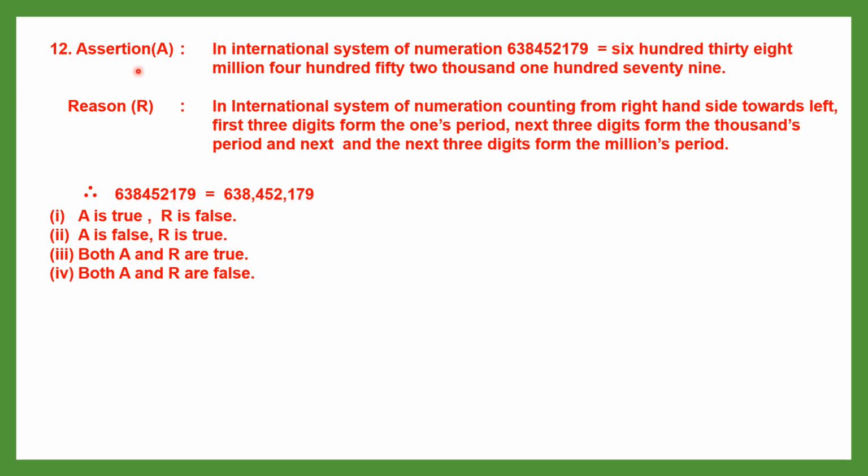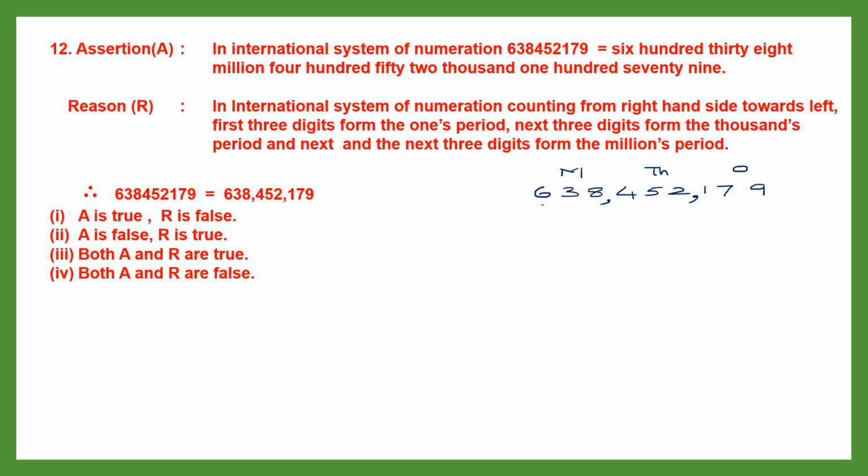Question 12 is also an assertion reason question. So let's see what assertion says. In the international system of numeration, this number is read as 638,452,179. Let's take down this number. Remember, in the international system, we place commas after every 3 digits. So we have a comma here and a comma here. This is the millions period, this is the thousands period, and this is the ones period.